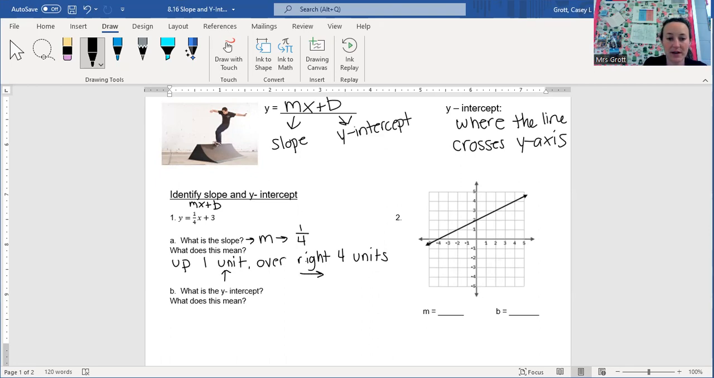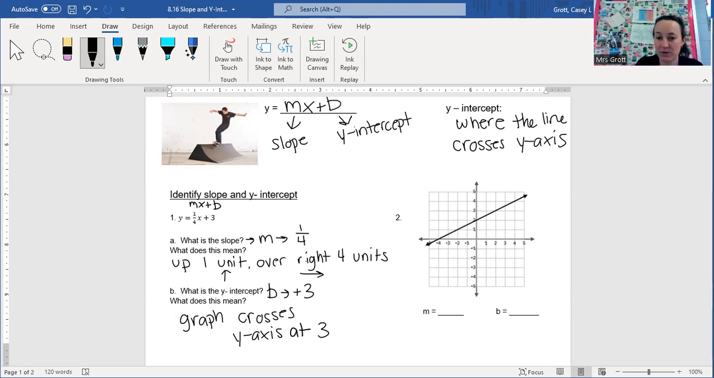What's the y-intercept? Y-intercept is always a number by itself. So my y-intercept is going to be b, which in this case is going to be +3. What does this mean? Okay. This means that the graph crosses the y-axis at 3. My beginning point, okay? B, my beginning point.